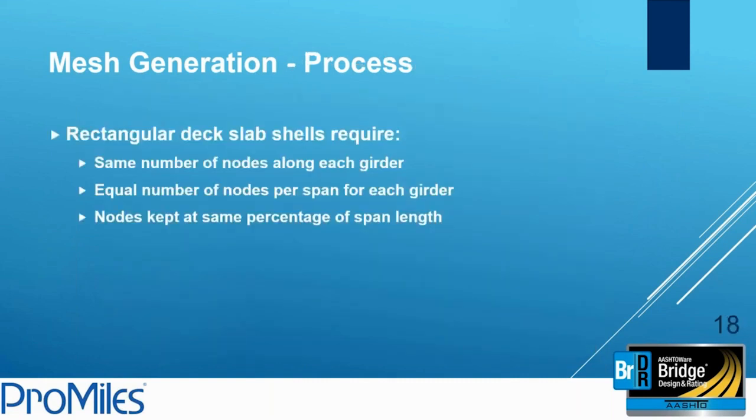Another mesh generation process we follow is, in order to mesh the model, we use the same number of nodes along each girder. We also maintain an equal number of nodes per span for each girder, and we also keep the nodes at the same percentage for each span length.